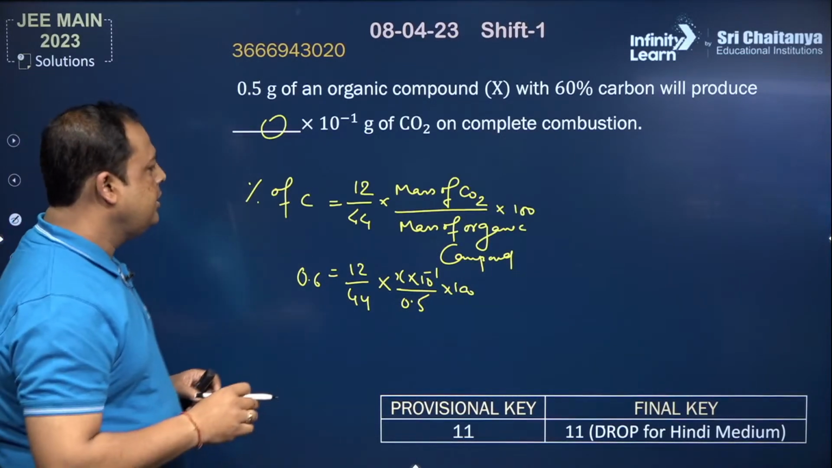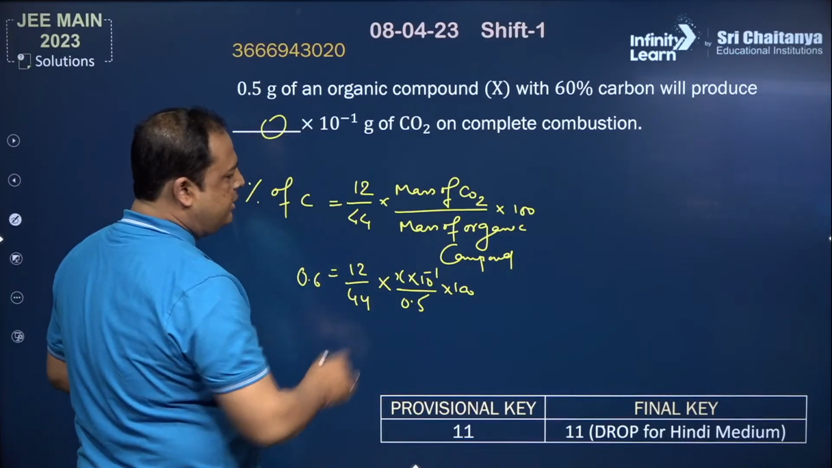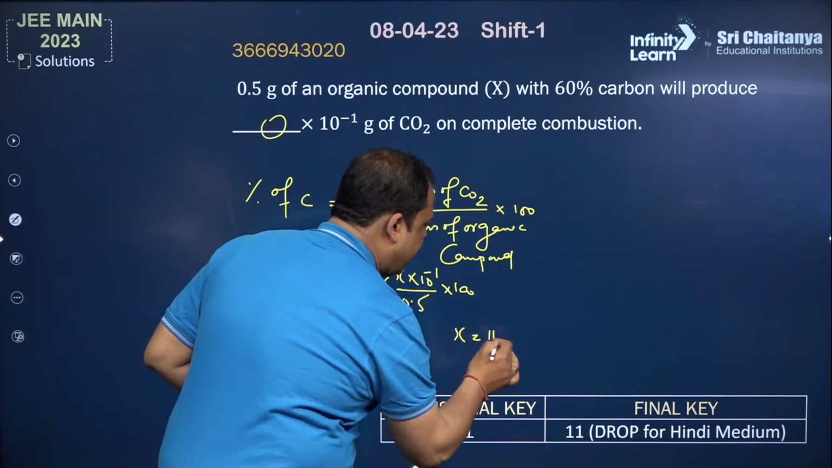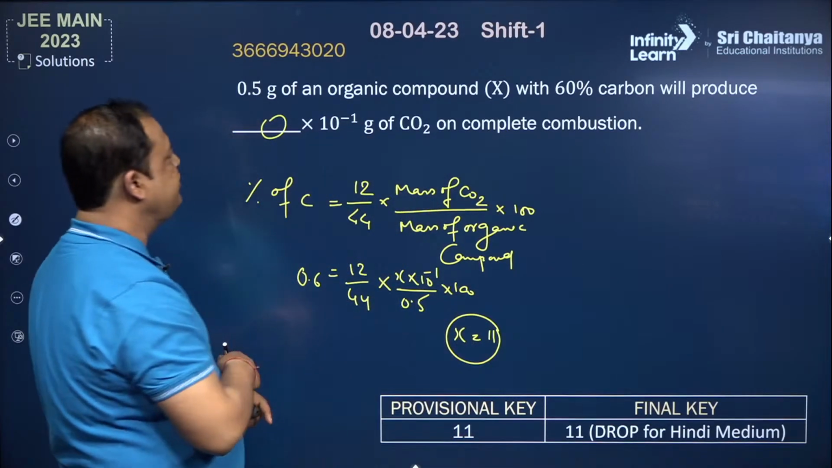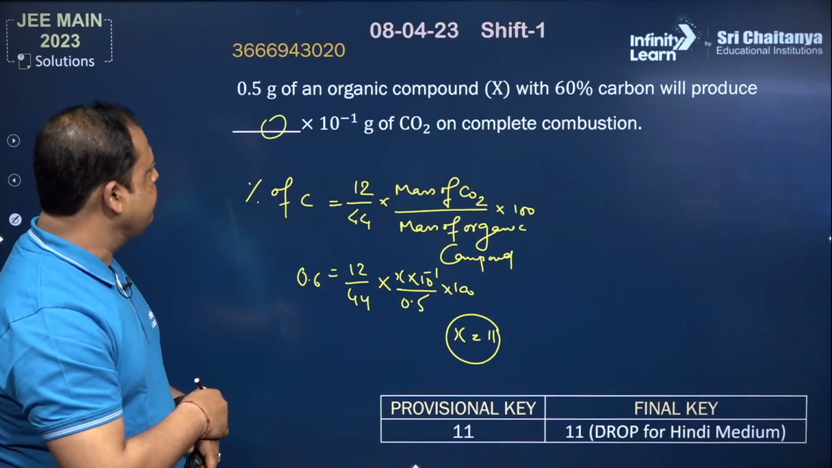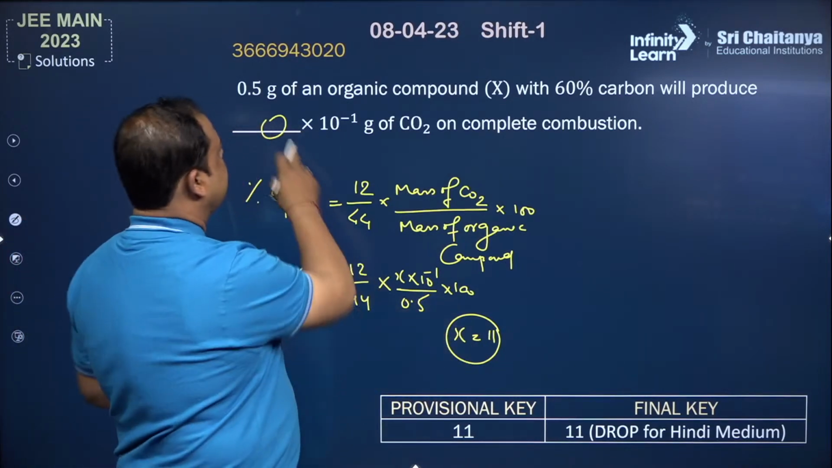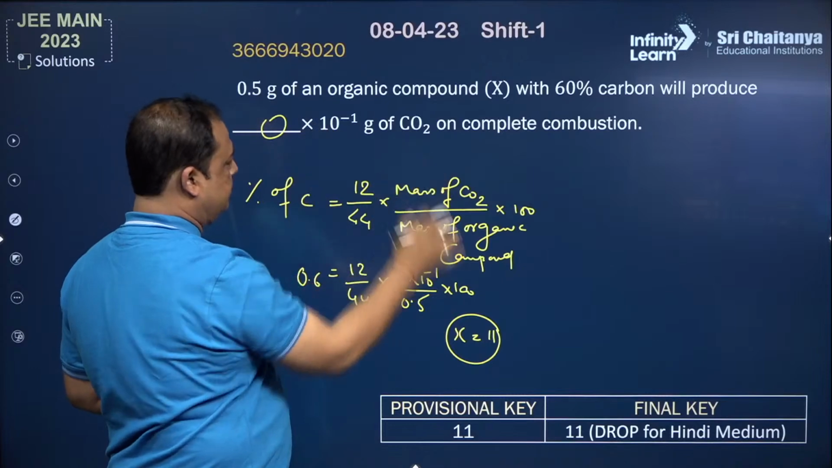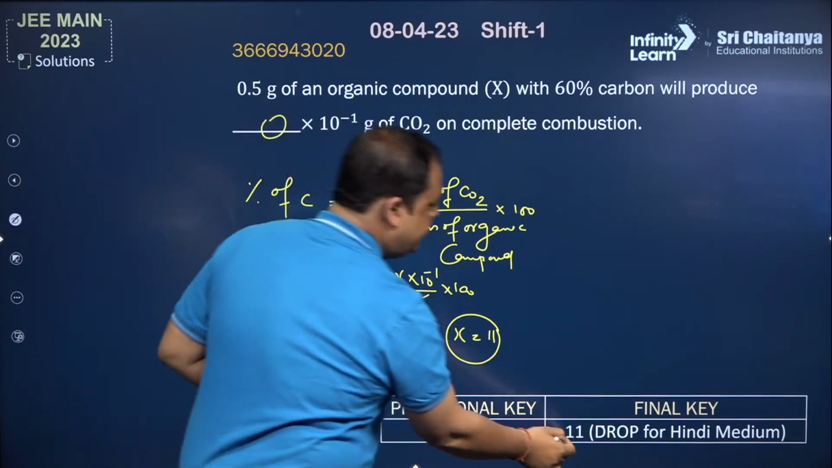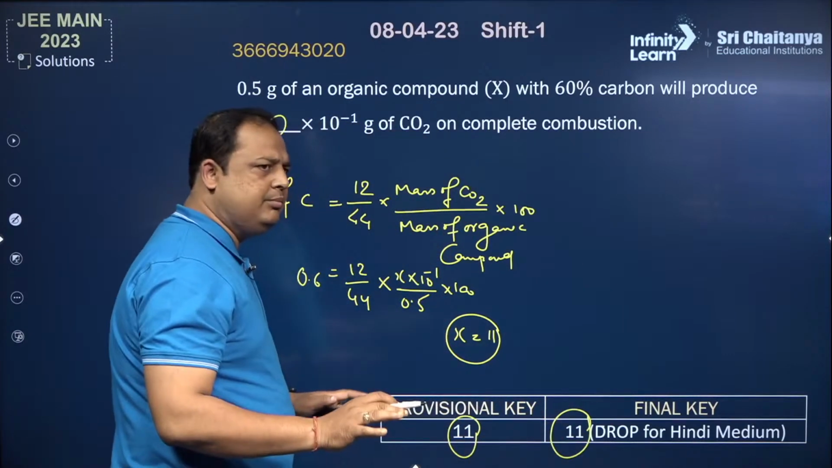If you solve the question, the value of X will be 11. The X value is going to be 11. I'm just talking about the X value, so it's 11. The answer key is the same.